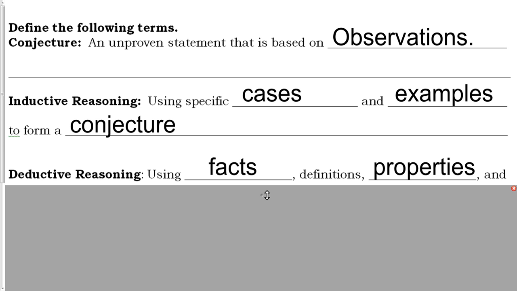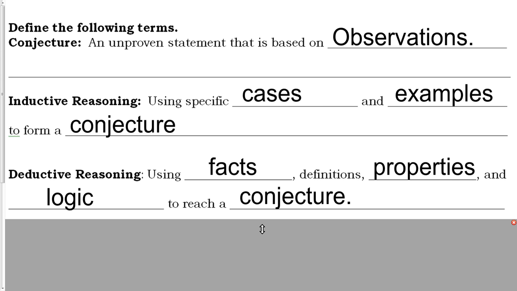And to compare with inductive reasoning, there's something called deductive reasoning, which is where we use facts, definitions, properties, and logic to reach a conjecture instead. So the difference is, deductive reasoning has much more to do with using things that have been proven already, things that we know are for sure true, and tying them together to reach a conclusion, whereas inductive reasoning is more looking at how things have worked and using that to figure out what's going to happen.